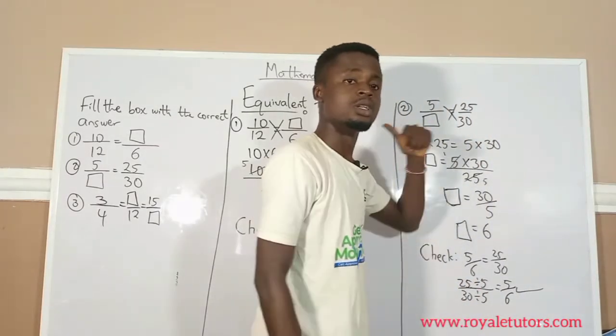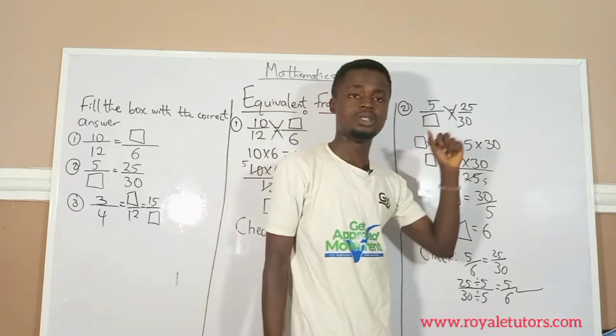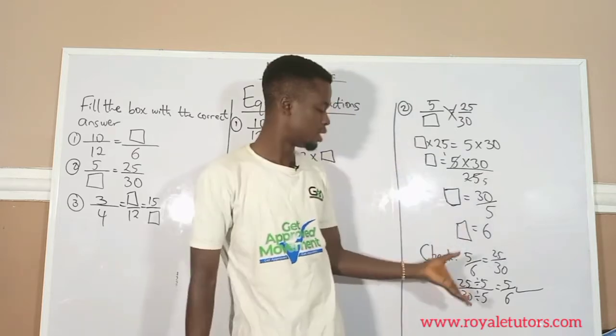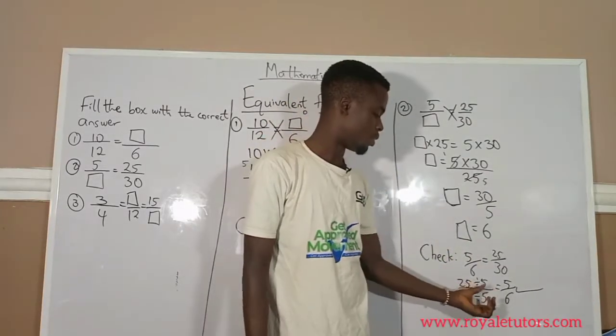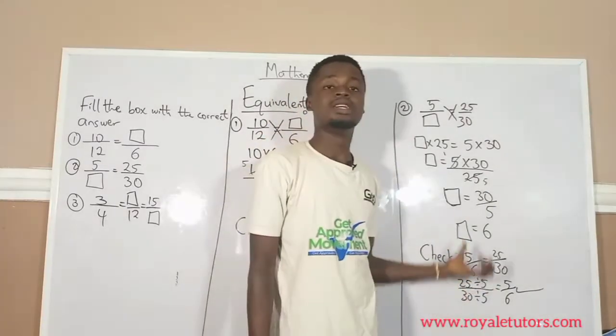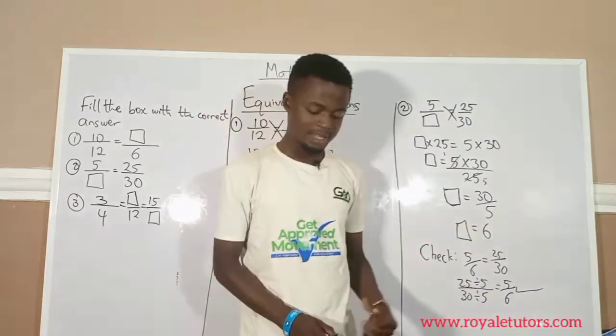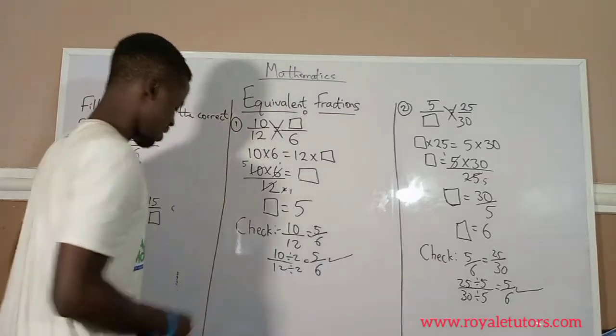So if you still don't know how we reduce to lowest term, you can check our video that we did on kinds of fraction. The first video we did on fraction, that we were talking about proper, improper, and mixed fraction. We did it in that video. I mean, we did how to change a fraction to the lowest term. Okay, so you can always check that. Yeah, we got the same answer.